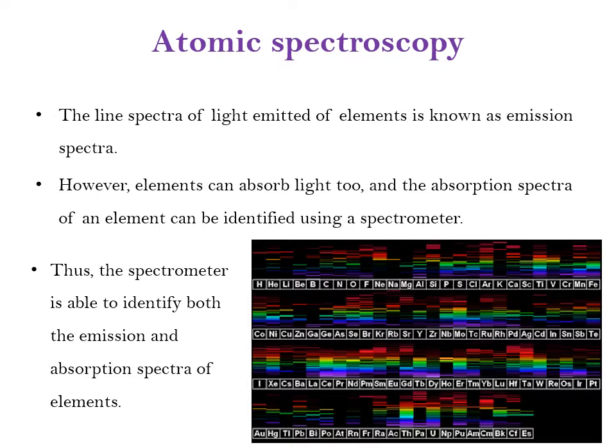Elements can absorb light too, and the absorption spectrum of an element can also be identified using a spectrometer. So we have either the emitted line spectra or the absorption line spectra for an element. The spectrometer is able to identify both the emission and absorption spectra of the element. Every element in the periodic table has its own emission or absorption spectra, and that can be identified by different colors.